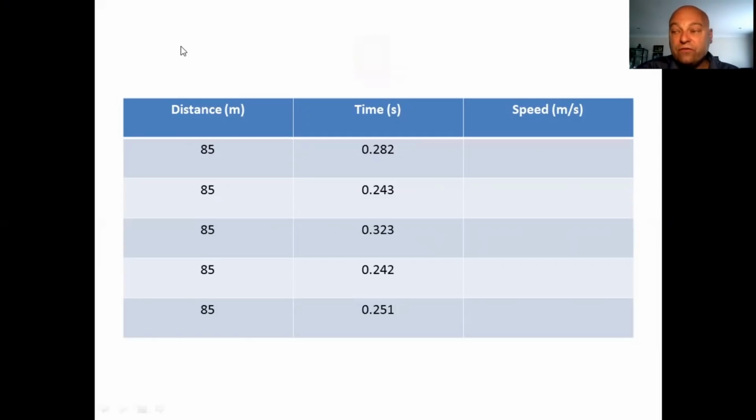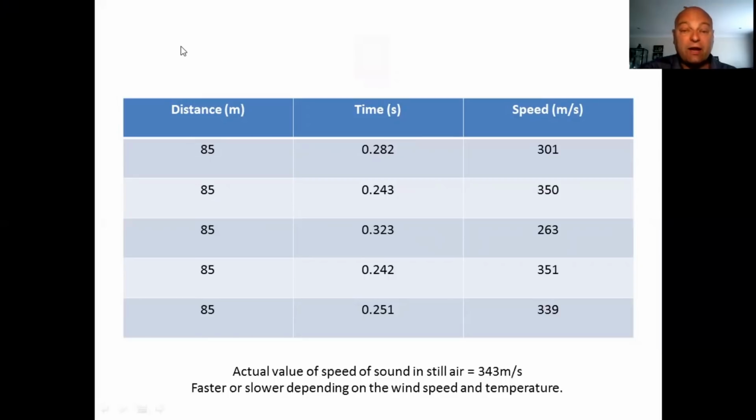Let's see what you should have got then. So these are the results that I calculated: 301, 350, 263, 353, 339. The actual value of the speed of sound in still air is about 343 meters per second.